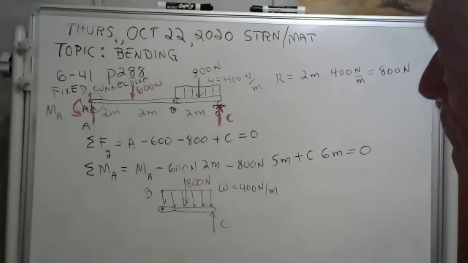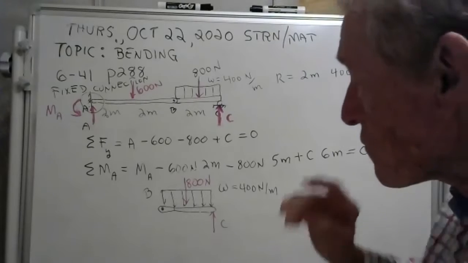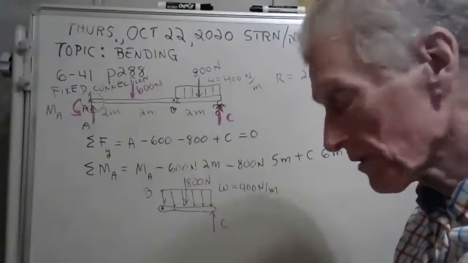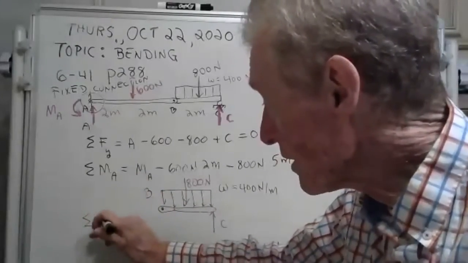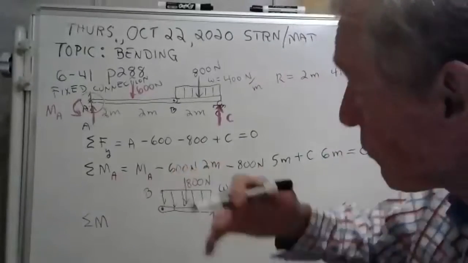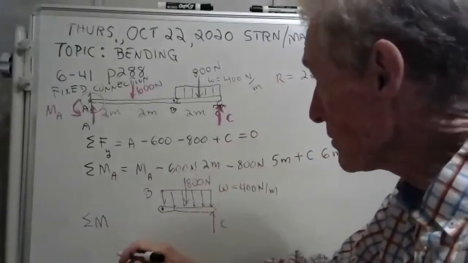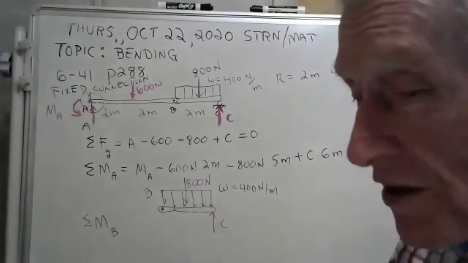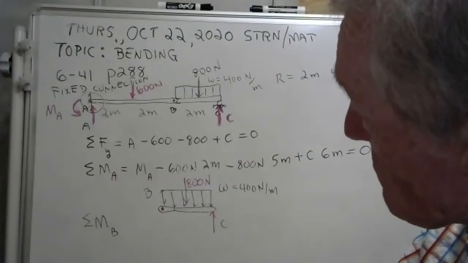Okay, now what? Well, what we're going to do is take the sum of the moments. Did you know you can take the sum of the moments about point A like we did, or point C like my excellent student suggested, or you could take the sum of the moments about B if you wanted to. We haven't done that yet. We haven't taken the sum of the moments about B.